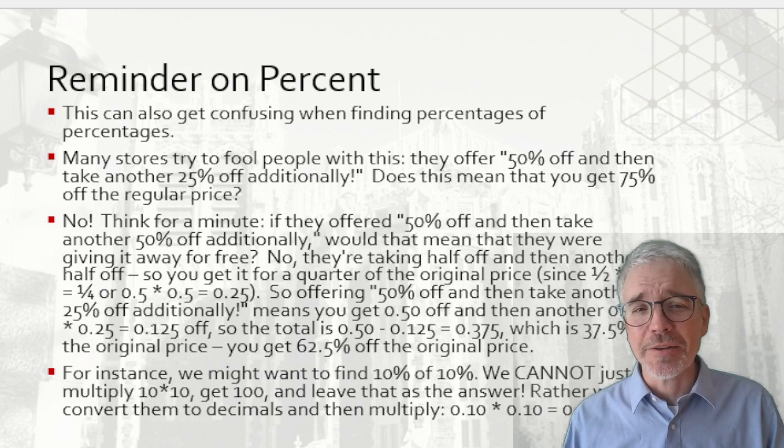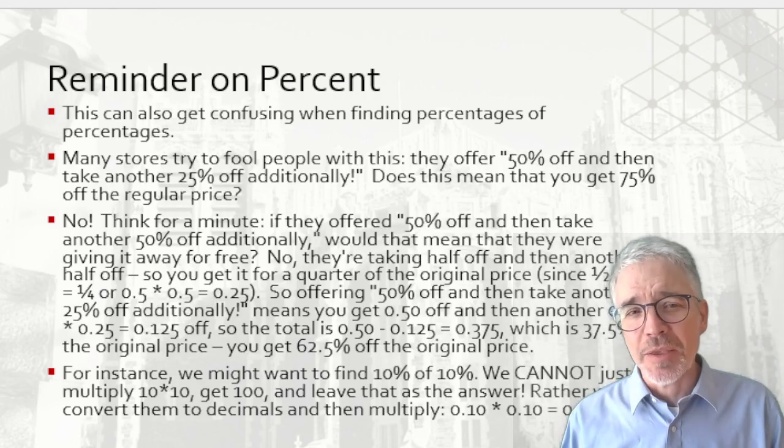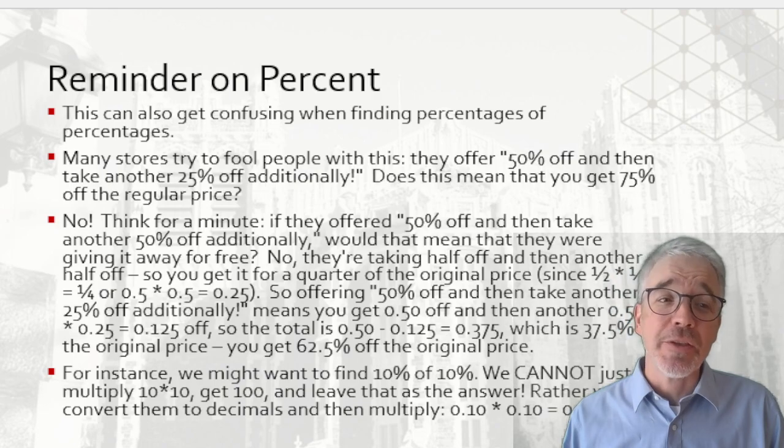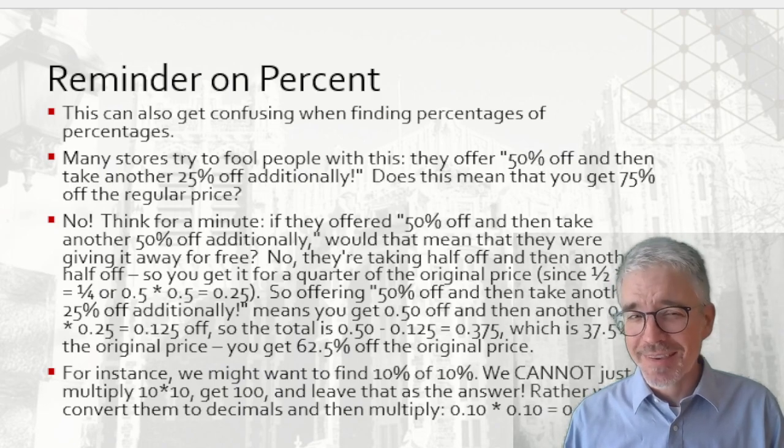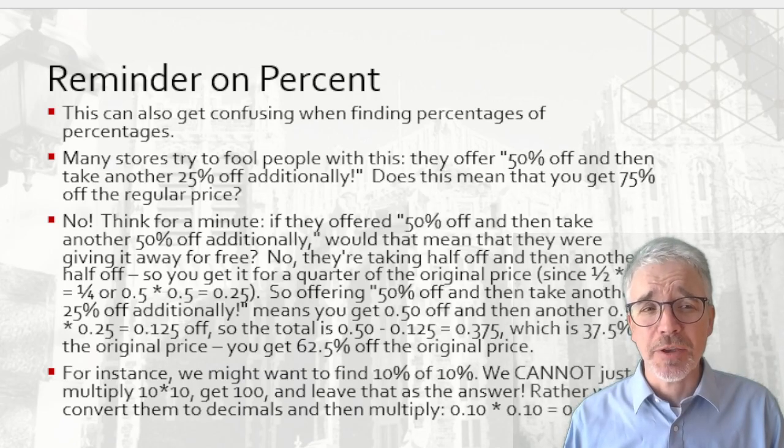So if they say take 50% off and then take another 50% off, then that's a total of 75% off. Or going back to the original question, if the sale is take 50% off and then another 25% off, that means you take half off at the beginning and then a quarter of the remaining half, which is an eighth. So in decimals, you get it at 37.5% of the original price.